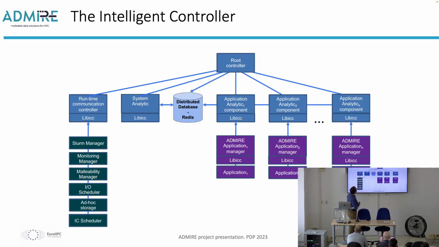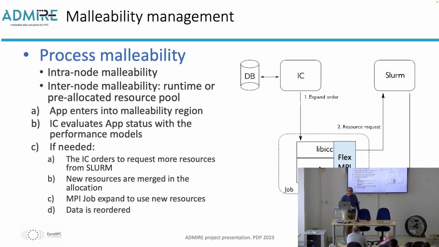This is the structure of the intelligent controller. And here you can see the system analytics module, the application analytics component to analyze each application that is running, and we have the information stored in one Redis distributed database, which is Redis because basically it's very effective and can be distributed easily to avoid bottlenecks. And then we have all the communication with the system itself, the runtime communication controllers. So we have the SLURM manager to talk with SLURM using RPCs. We have the monitoring manager to get information from the monitor system and provide the performance model in the malleability manager. We have the scheduler, the ad hoc file system, and the integrated intelligent controller scheduler. So see that we have all the main controllers here. I don't want to be very insistent on some points. If you have some questions or comments, we can give you more information, okay?